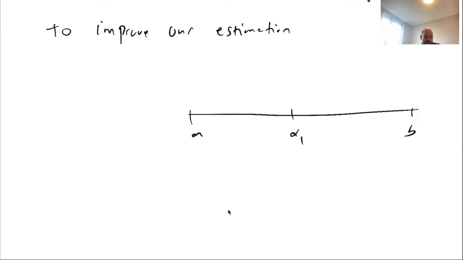So this will be the interval that we are looking for. Then we can look at alpha 2, which is the average of a and alpha 1, right? Because so far, first I knew that there is a root between a and b. Then I located it to a root between a and alpha 1. Then look at alpha 2. Then you can either have a root between a and alpha 2, or you could have a root between alpha 2 and alpha 1.